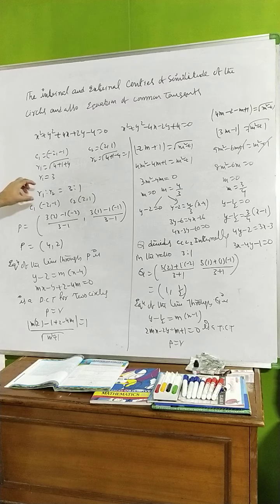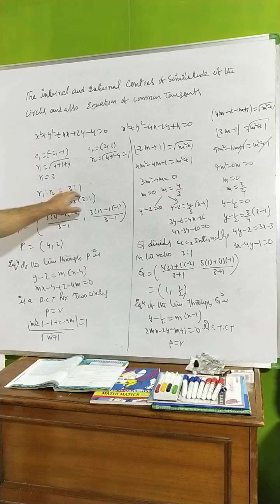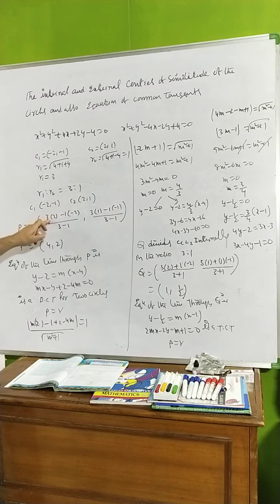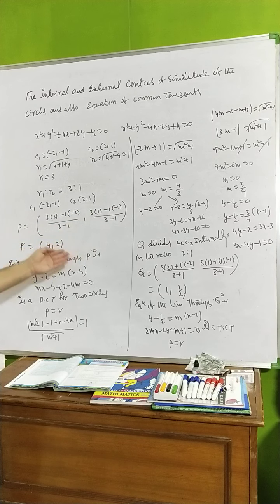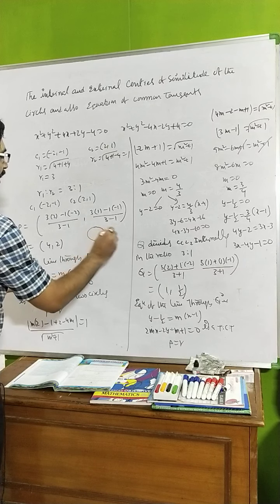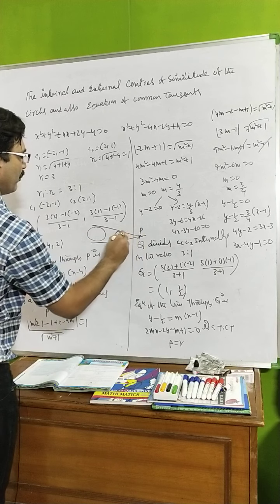Now I tried to find first the external center of similitude. What is that? Here P divides C1 C2 externally in the ratio R1 is to R2. That is 3 times 2 is 6, and here 1 times minus 2 is minus 2, minus minus is plus, so 8. 8 by 2, 4. Here 3 times 1 is 3, and here it is plus 1, 4. 4 by 2, 2 we have got. Now this is the external center of similitude. We got this as P.